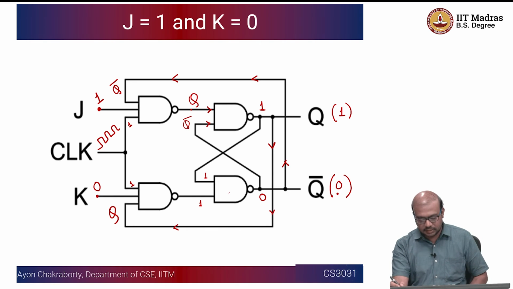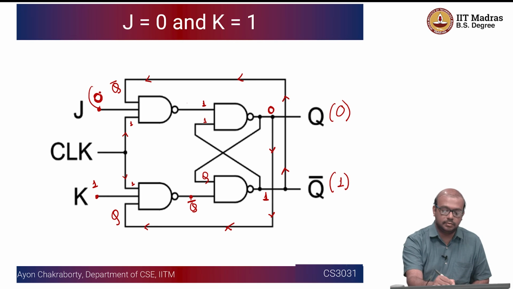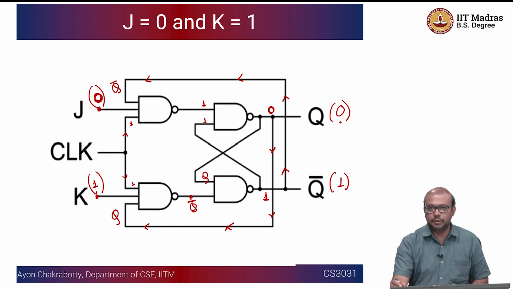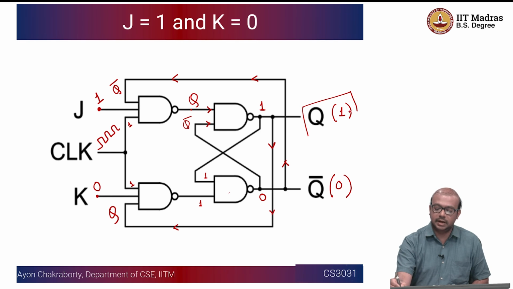So as you can see, this is kind of easy to remember. If j is equal to 0, k is equal to 1, the output is also 0, 1. So j equal to 0, k equal to 1, q and q bar are 0 and 1. These are complement of each other. So basically q is being set to 0. If it is the other way around, if j equal to 1 and k equal to 0, in that case q is basically set to 1.